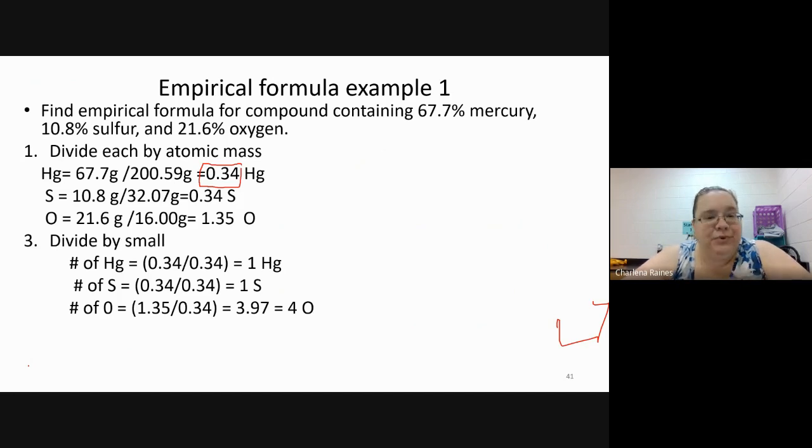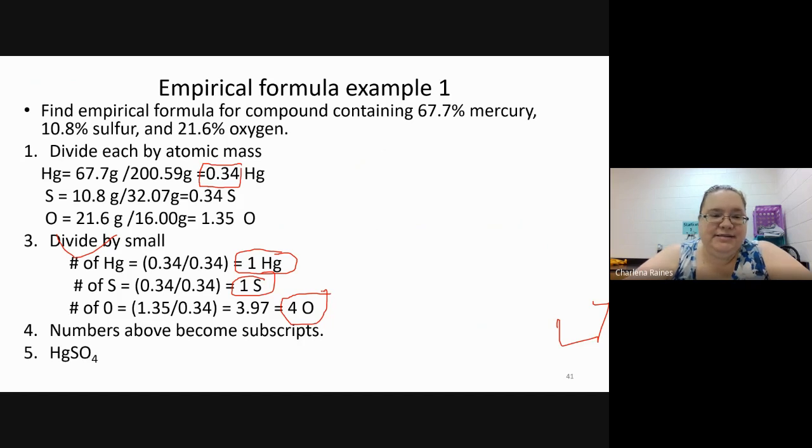And those numbers become my subscripts. This is telling me that I have 1 atom of mercury, 1 atom of sulfur, and 4 atoms of oxygen. So my empirical formula is Hg1S1O4. Yes, you don't have to write the ones, but you are more than welcome to.